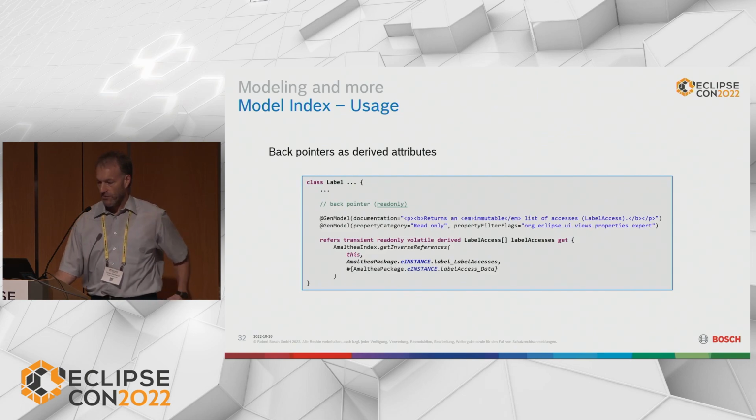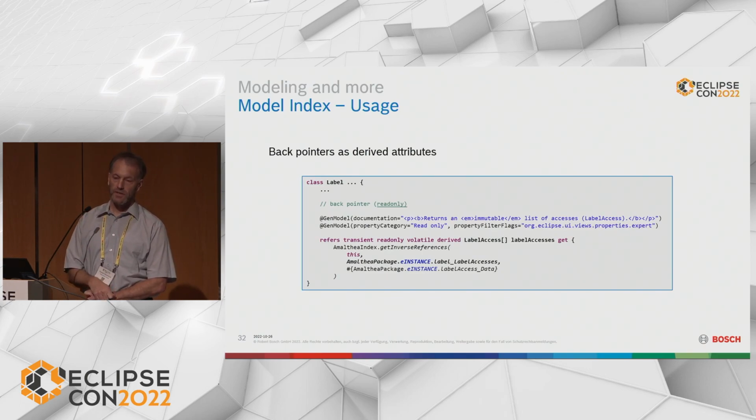In the model definition, then it looks like this. So some documentation to make it clear for the users that this is a derived method, that it's immutable, and then we simply call this AMALTHEA index, get inverse references, and we provide the feature definitions to show which one we are interested in.